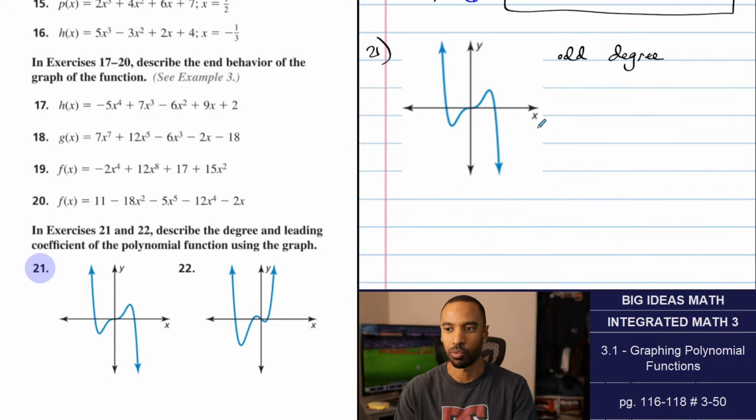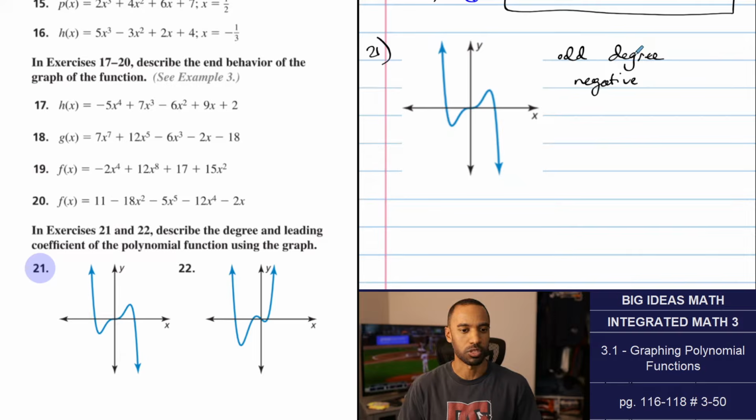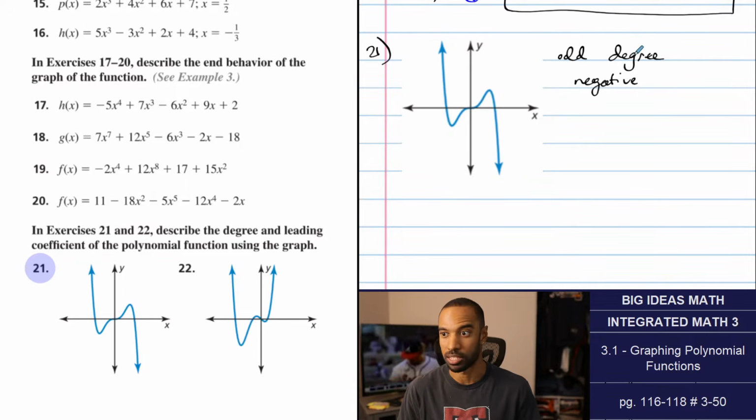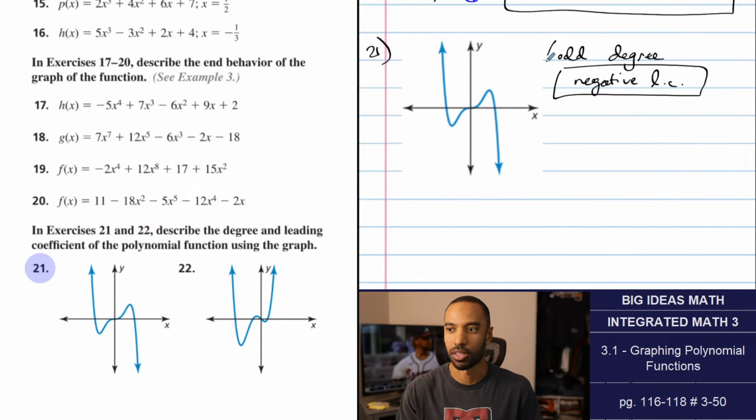Because it finishes downward as x approaches there, it's also negative. So those two things are the qualifiers for us. That's what we're trying to figure out. So describe, well, actually, that's the answer: odd degree and negative leading coefficient. That's all that kind of matters to us.